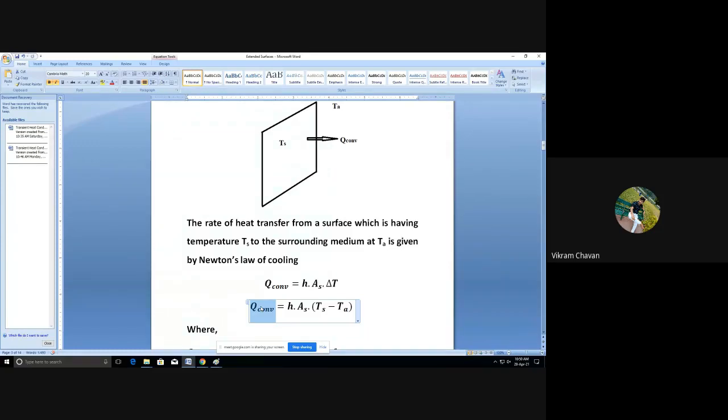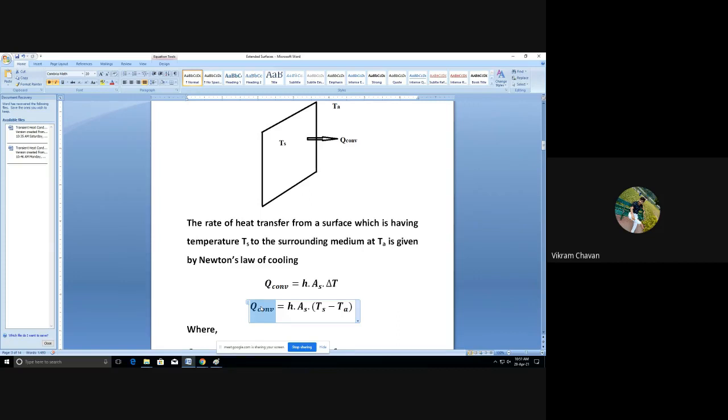But the problem is that if you want to increase the heat transfer coefficient, or convert natural convection into forced convection, you have to install one more equipment, that is a pump or fan. That pump or fan will blow the air over the heated surface, and because of that the convective heat transfer coefficient will increase, and the Q convection will increase. But the requirement is that you have to install one more equipment, a pump or blower.